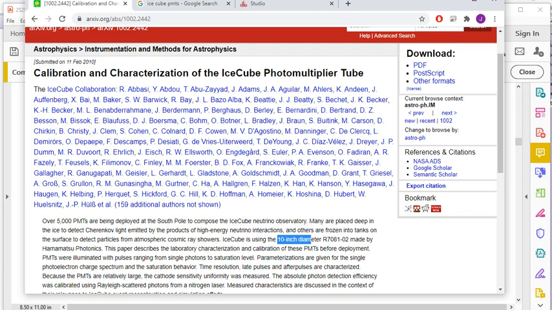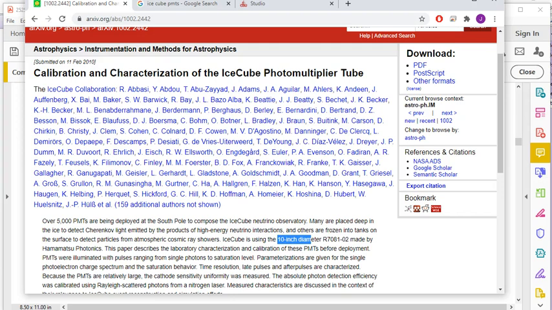The likelihood of these neutrino interactions is extremely small. So the number of actual neutrino events that these detectors are observing is really low. I mean, really, really, really low.